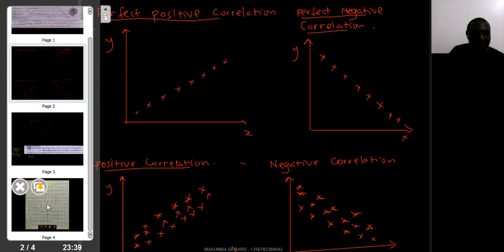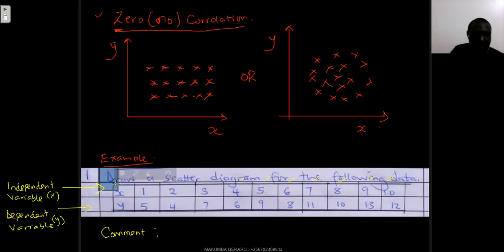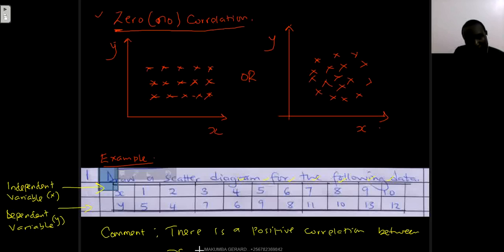and this means there is a positive correlation between X and Y. Why am I using X and Y? Because here we have been given X and Y. So that's the comment: there is a positive correlation between X and Y. Okay, and we are done commenting.